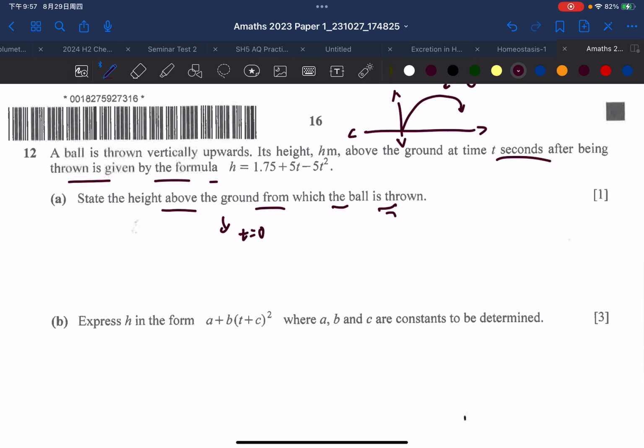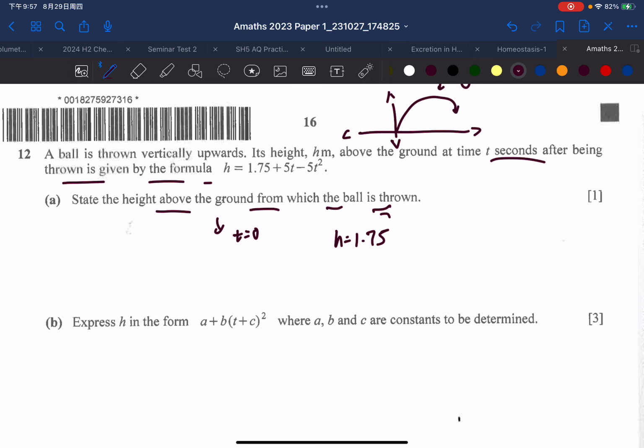Why? Because they say t is the time in seconds after it is being thrown. So before, because they say from the ground from which the ball is being thrown, before it is being thrown, what is the height of the ball above the ground? So you sub in t equals to 0, it will be this. So they are testing you a bit on English. Again, height above the ground from which the ball is being thrown. So before it's being thrown, what was the height? Okay, that's what that means.